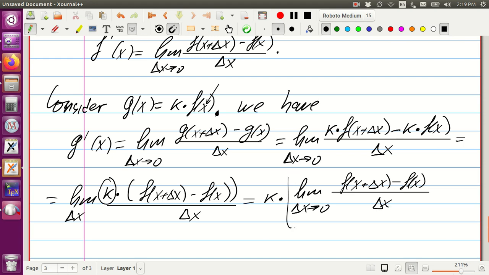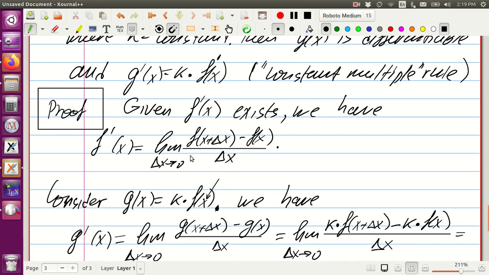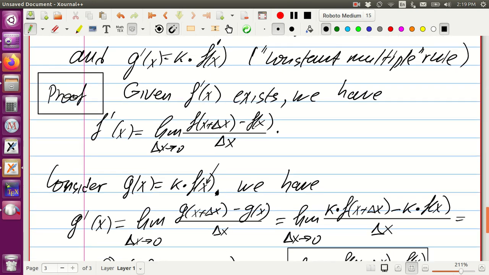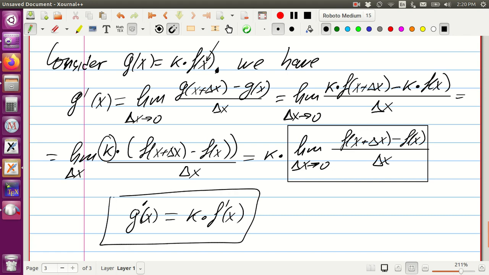But this is exactly the definition of the derivative of f, right? Look, this is exactly this expression over here. So the final step is we write f prime of x, and this is our g prime of x. So we proved the rule. And that's really good for us, because now we can take constants and put them outside.